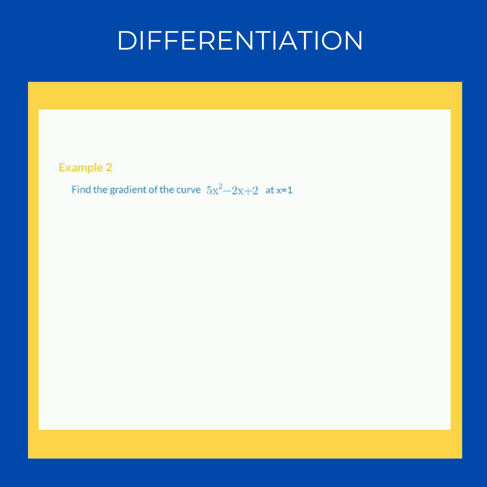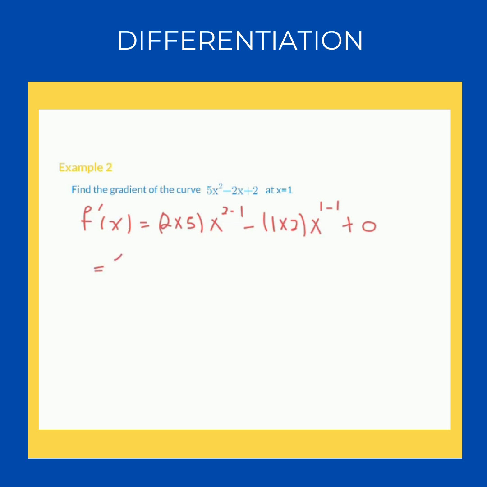In example 2, it says find the gradient of the curve 5x squared minus 2x plus 2 at x equals 1. So to find the gradient, I need to derive the function 5x squared minus 2x plus 2. So f prime of x is equal to, so the 2 goes down, so it becomes 2 times 5 times x to the power of 2 minus 1, minus 1 times 2 times x to the power of 1 minus 1, plus 0, because the derivative of 2 is always 0.